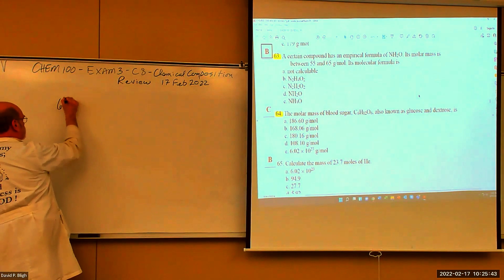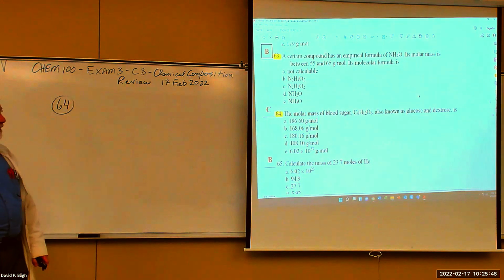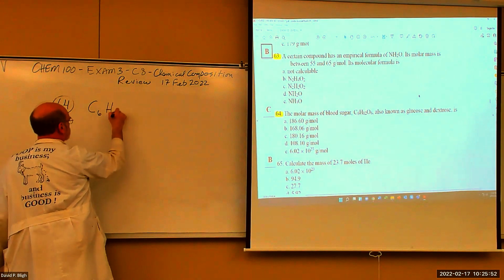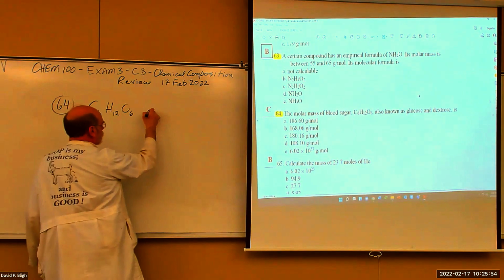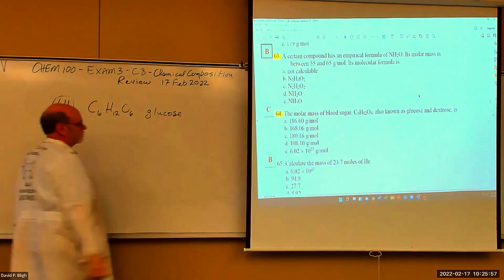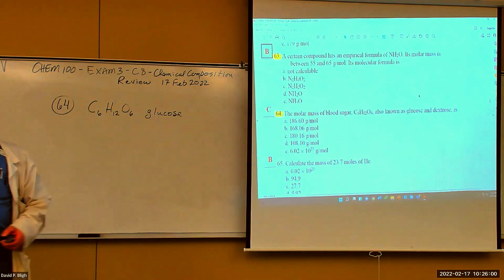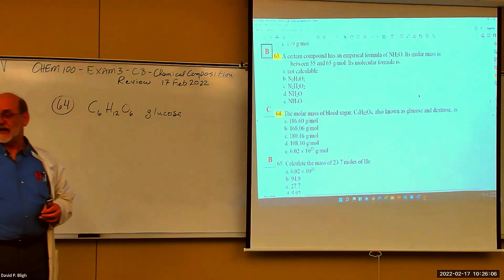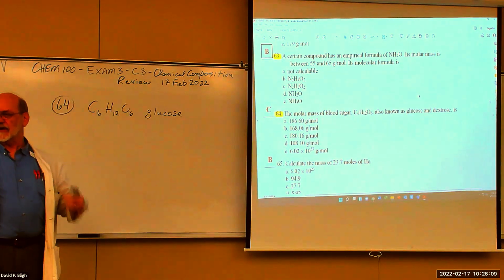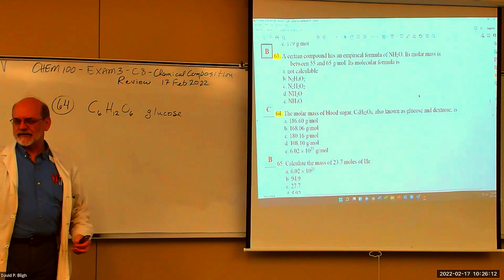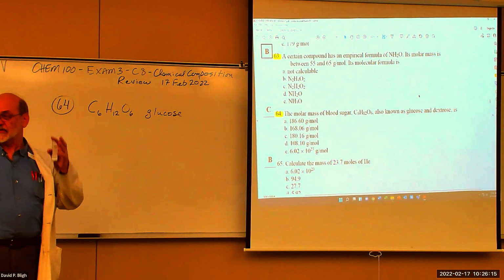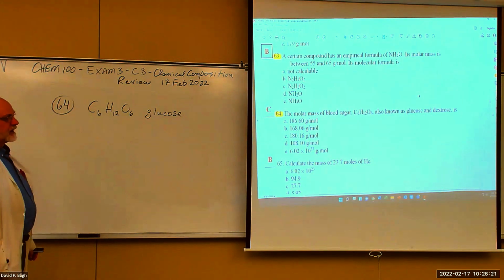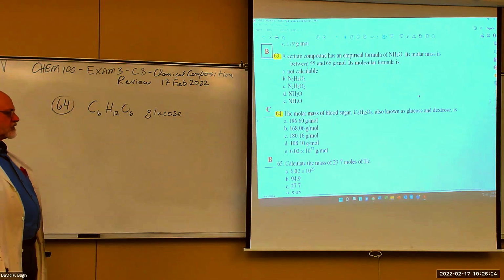64. The molar mass of blood sugar, C6H12O6. This is glucose, also known as blood sugar. That's the energy currency of the circulatory system. That's how cells of the gut and the liver deliver energy to the rest of the body, predominantly. Also known as glucose and dextrose.